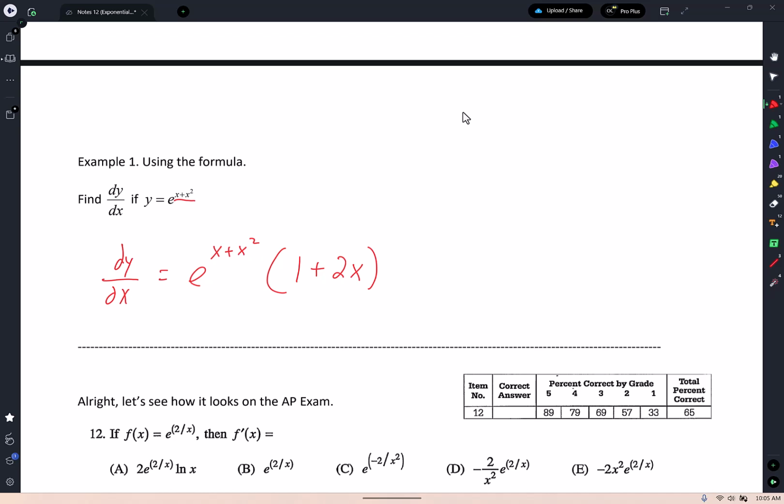Cool or not cool? All right. There's always someone that's going to get tricked. If I tell you what's the derivative of e to the pi, what are you going to tell me? Are you going to tell me e to the pi? No. What are you going to tell me?